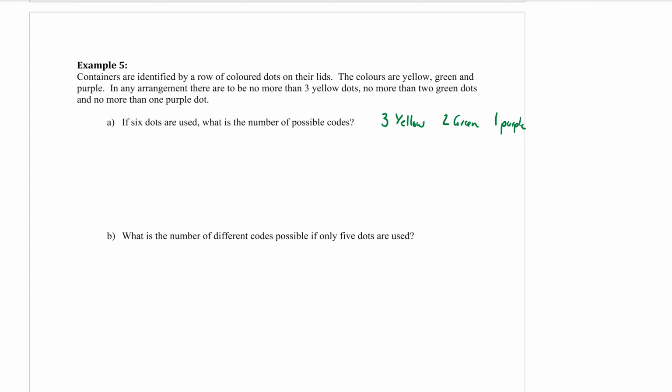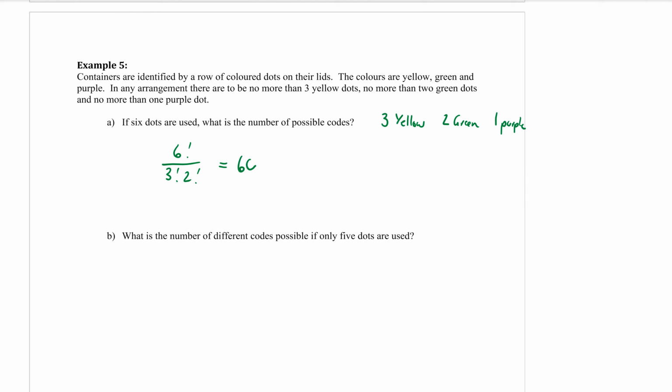That's 6 dots, right? I can't have 4 yellow and take one of the other ones down. I would have to use exactly those colours, wouldn't I? If I wanted 6 dots, I would have to use 3 yellow, 2 green, and 1 purple, right? Okay. How am I going to count those? There is 6 dots, so 6 factorial. Divide by the repeating colours, that's right: 3 factorial for the 3 yellows and 2 factorial for the 2 greens. That one's the easy part.